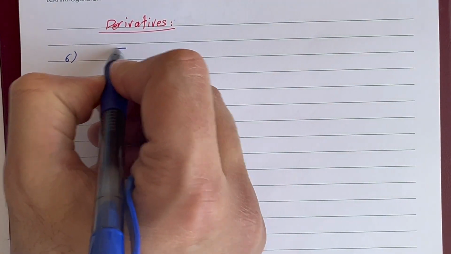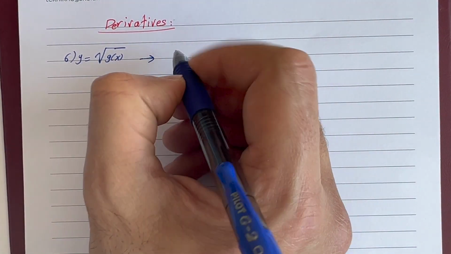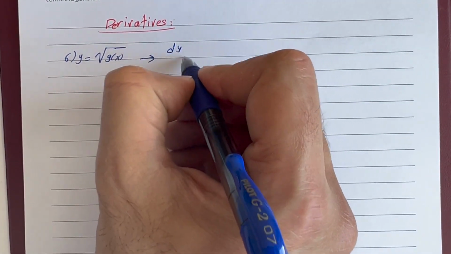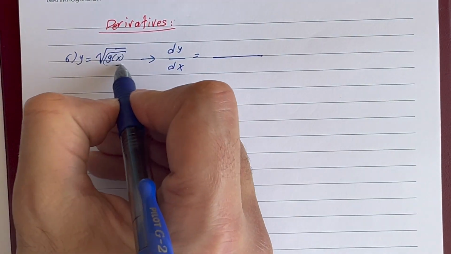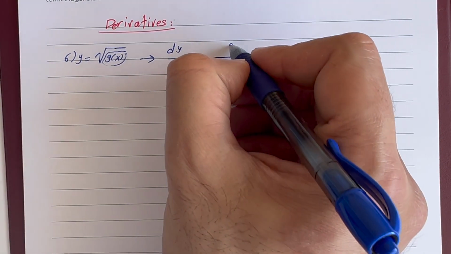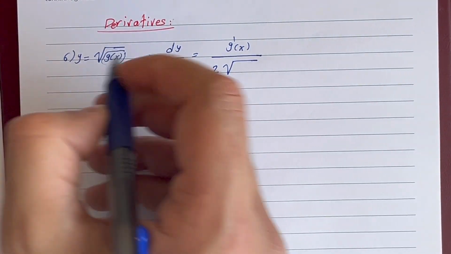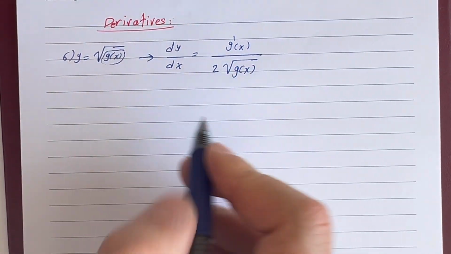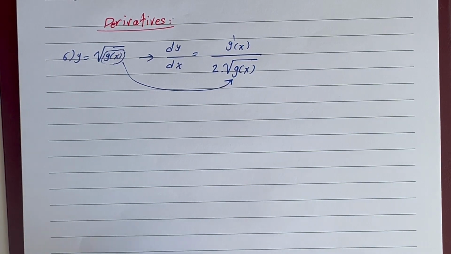What if I have a square root of any function, let's say y equals the square root of any function, any cocktail I call it? What will the derivative be? dy over dx equals the derivative of what's inside the square root, g prime x, over 2 times the square root of the same expression. So just write the same expression down and multiply it by the number 2.